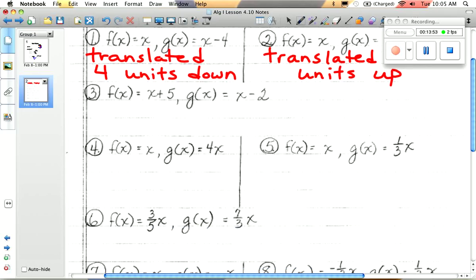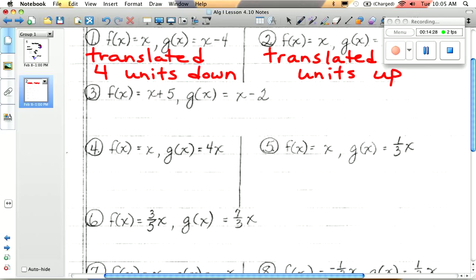F of x this time is not the parent function. It starts at x plus 5, and then the new function is x minus 2. What transformation happened? Did the slope change? That's the first thing you're going to look at. Did the slope change? No. They both still have a slope of 1, right? So if the slope didn't change, there's no rotation going on, there's no reflection going on. The slope has to change for either of those, doesn't it? Okay? So the only thing that could possibly have happened is a translation.